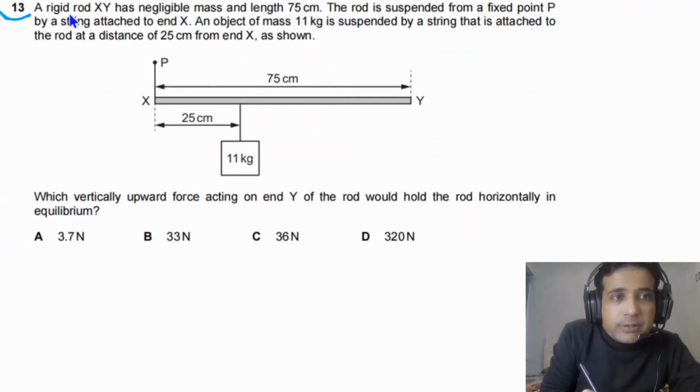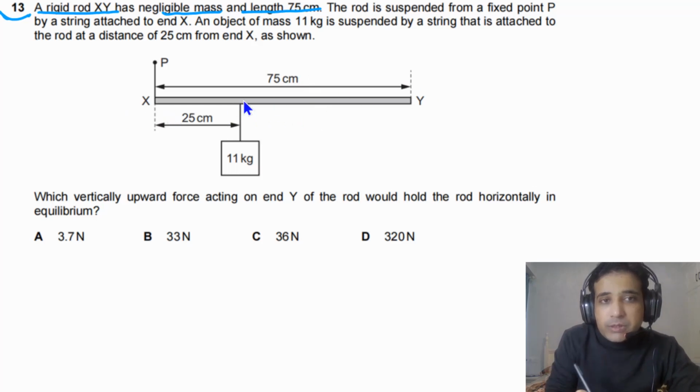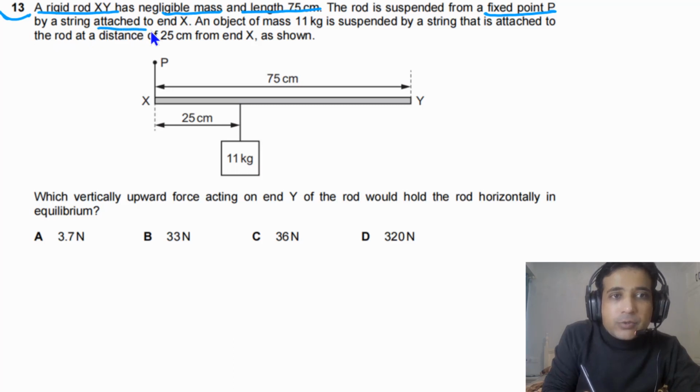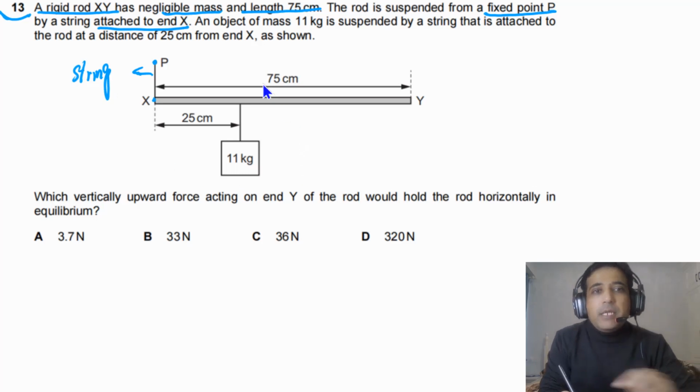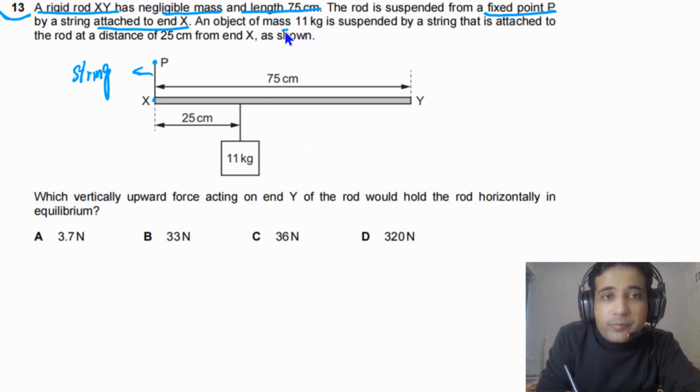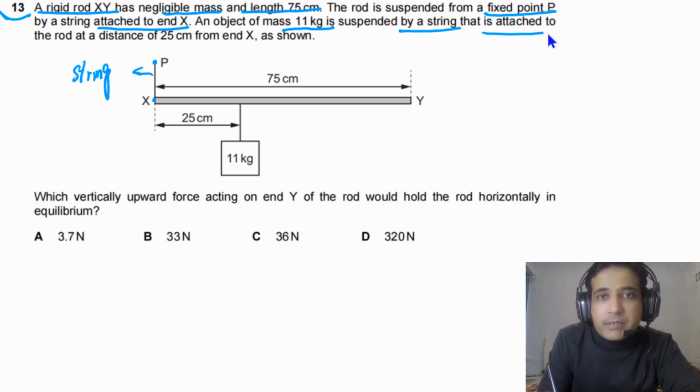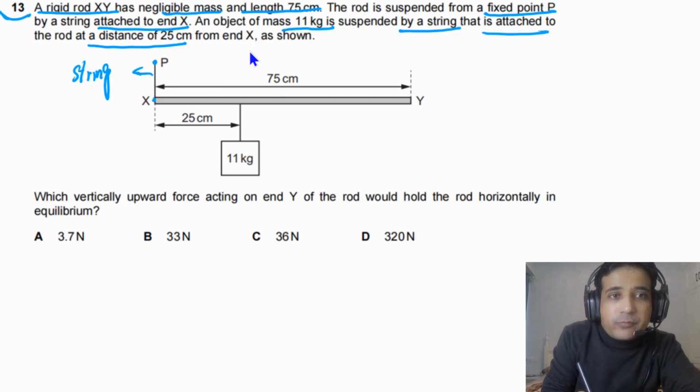For question number 13, it is given to us that a rod XY has negligible mass and the length of the rod is 75 centimeters, as you can see here. The rod is suspended from a fixed point P by a string attached to end X. As you can see here, this is end X and it is suspended from this point P, and this is a string, and the string is also massless. It is also given to us that an object of mass 11 kg is suspended by a string, which is attached to the rod at a distance of 25 centimeters from end X. So the object is attached here with this rod.